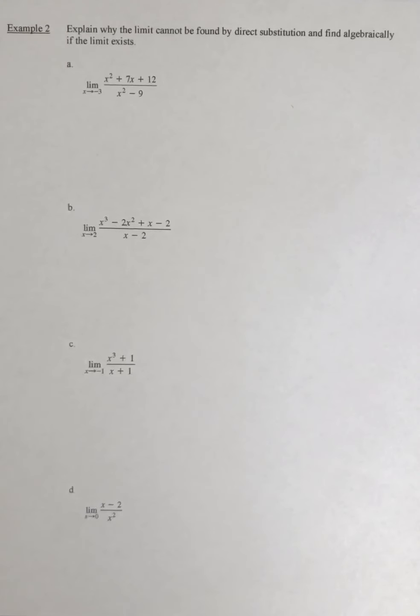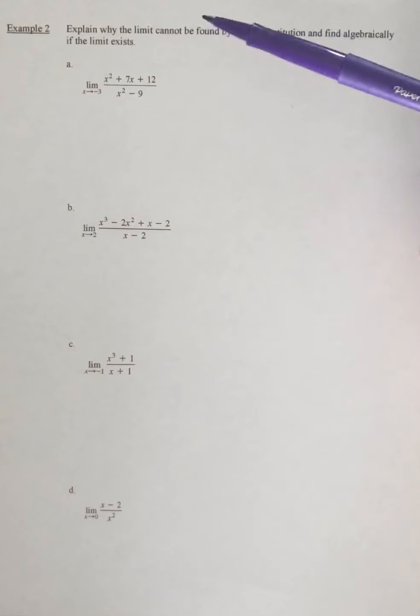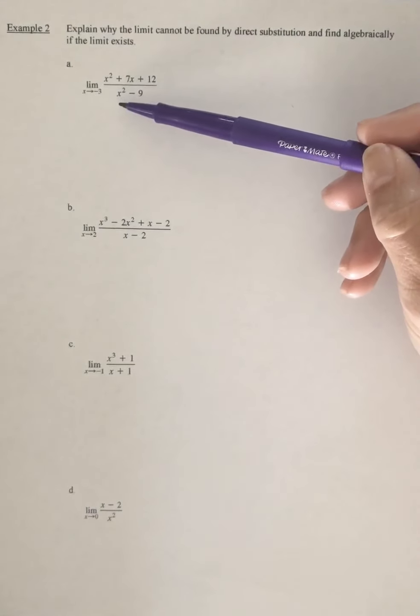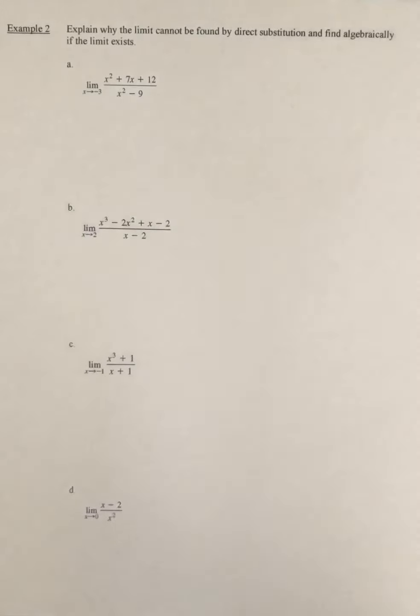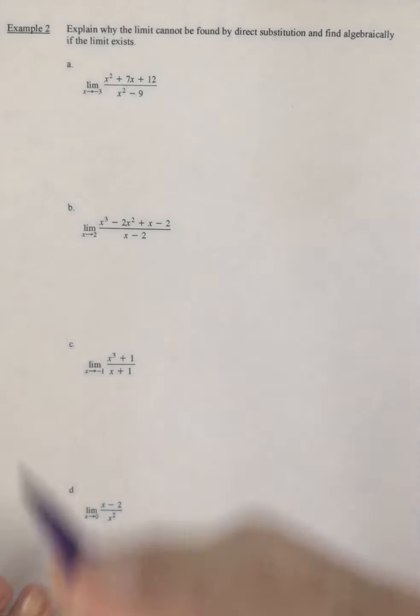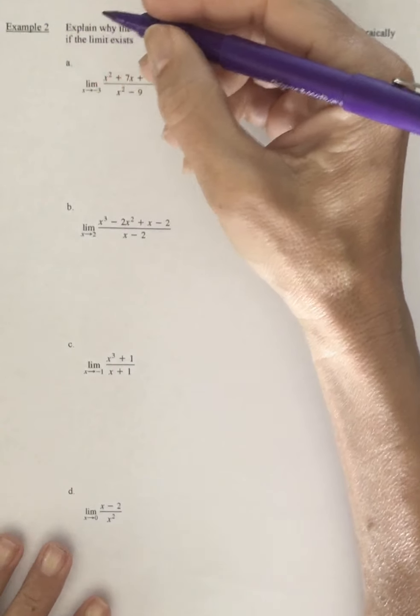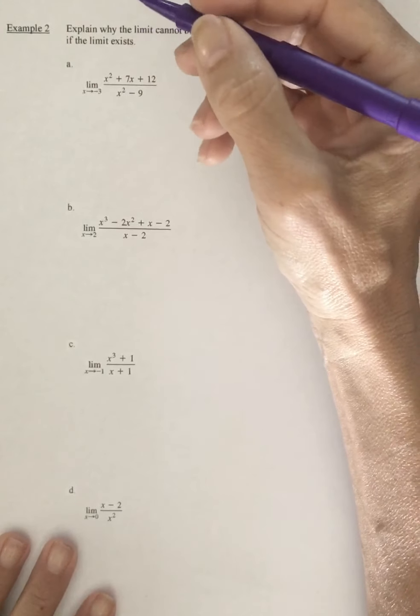Why would negative 3 not work in letter A? Reason being, if I popped in a negative 3 for x in the denominator, a negative 3 quantity squared would give me 9. 9 minus 9 gives me 0, and that gives me an issue. So I can't substitute in because it goes undefined. So it's not that bad. What you want to do is just look to factor.